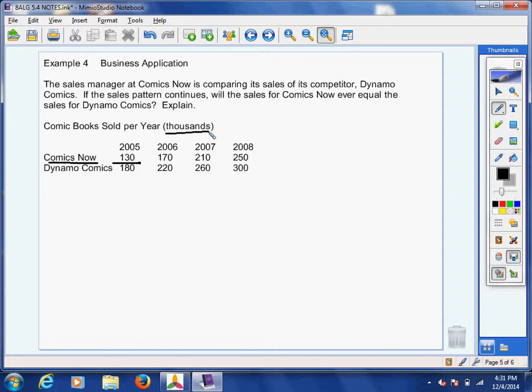In order to figure out if the sales will ever equal, when they ask you questions like that, will they ever equal, they're asking you, do these lines intersect? That's the point of intersection would be the point where they are equal. If the lines intersect, then that point of intersection would be when Comics Now and Dynamo Comics are equal in sales. So now it's our job to figure out if they intersect at all.